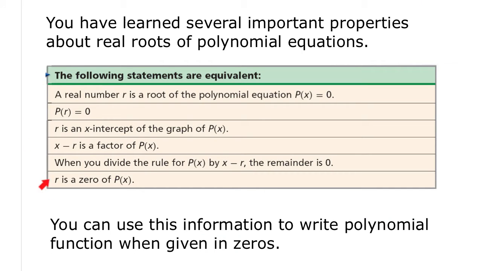This here is a nice table from your book because it's summarizing all of the different ways that we talk about zeros or roots or factors. They show up all the time and they all really mean the exact same thing. So just keep that in mind with that table.